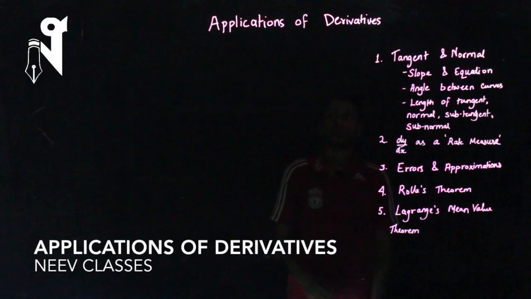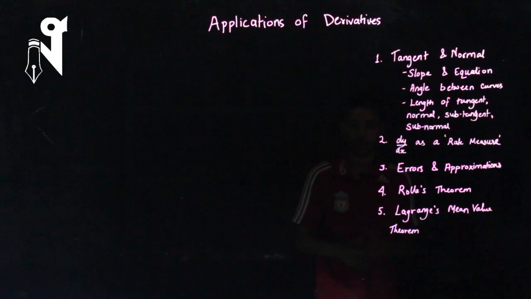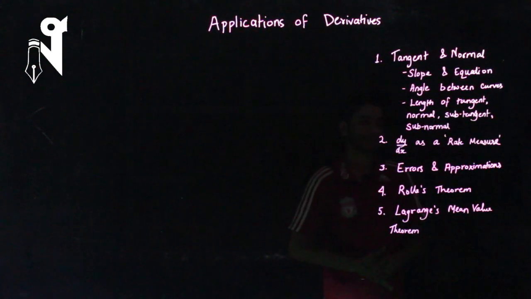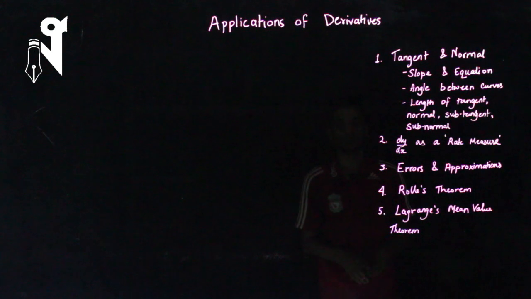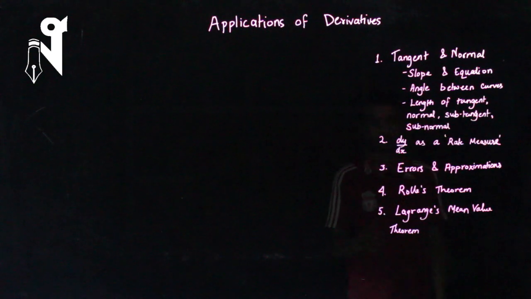So we'll be doing applications of derivatives, and the prerequisite to this chapter is basically differentiation, basic differentiation, all kinds of derivatives of different functions. Of course, you need to know limits and continuity and differentiability. So there's 5 basic parts of this chapter that we will be doing.